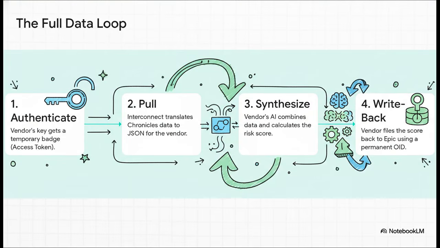So let's do a super quick recap of that full data loop. Step 1, authenticate. The app uses its secret key to get a temporary badge. Step 2, pull. The app asks for data and Interconnect translates it from Epic speak to a universal language. Step 3, synthesize. The app works its magic and calculates the new score. And step 4, write back. It sends that score home to a permanent address, the OID. 4 steps. That's the whole shebang. Simple, powerful, and honestly, a total game changer.